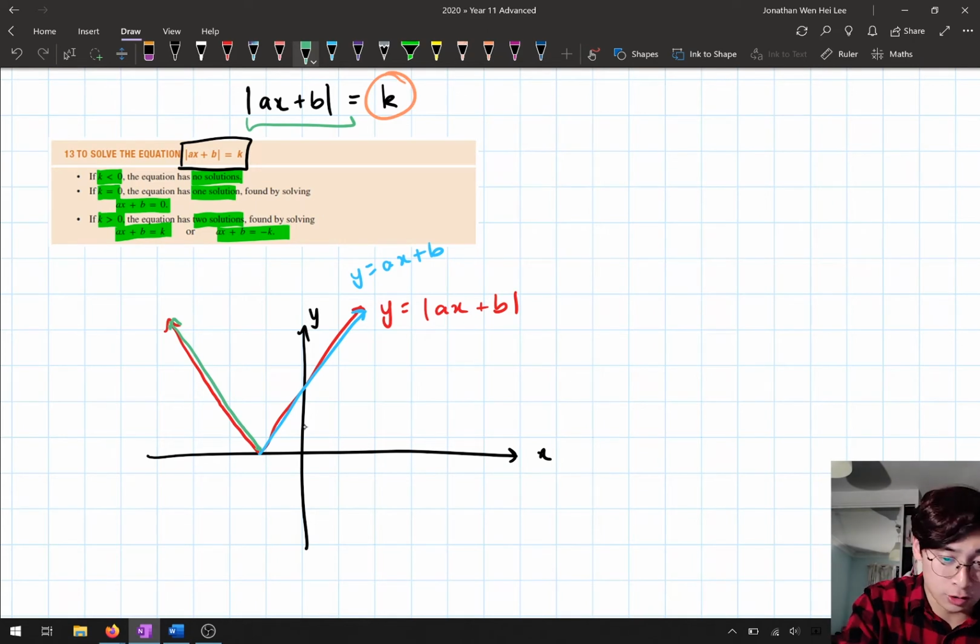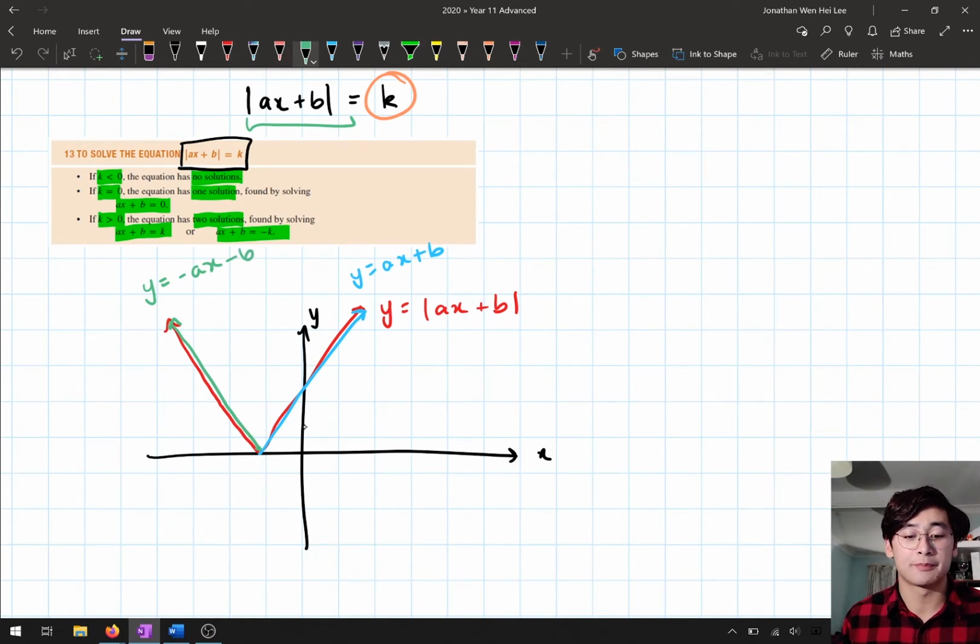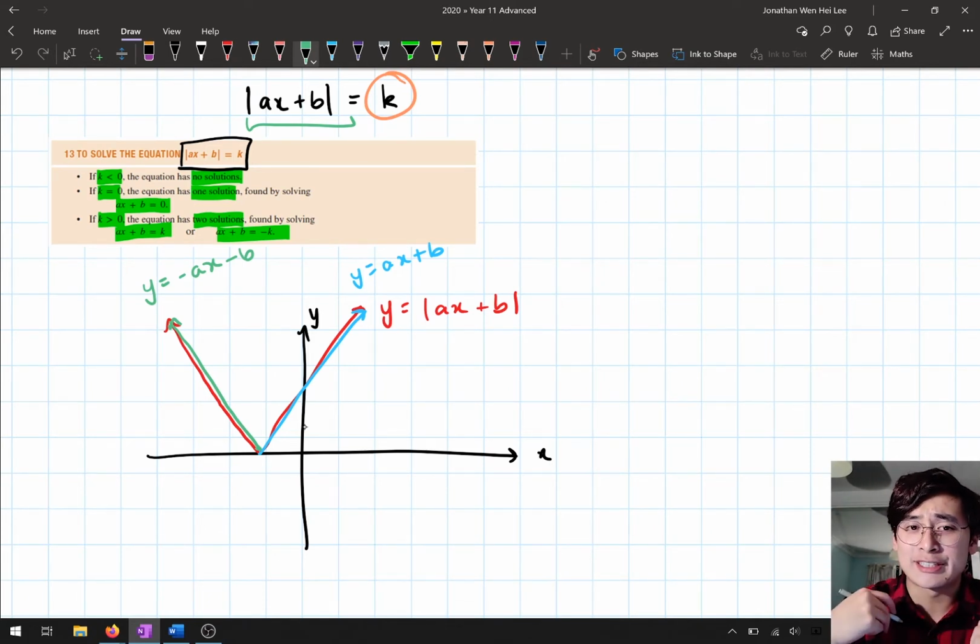These two linear functions, y equals negative ax minus b, with a bracket around it, and ax plus b for this one here. So we've got these two linear functions that make up my absolute value function. But just to get an idea why these three conditions happen with different values of k, let's draw up what would happen.